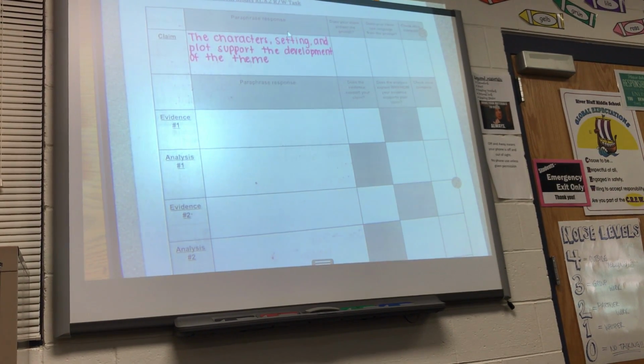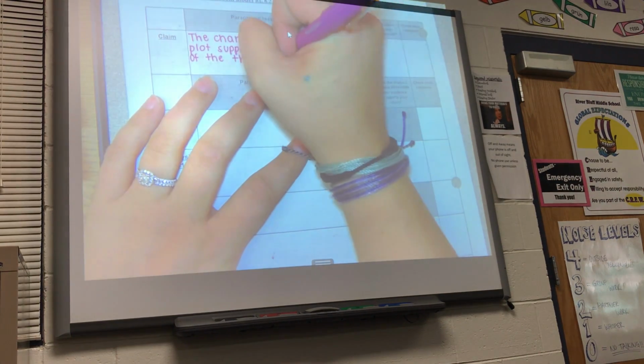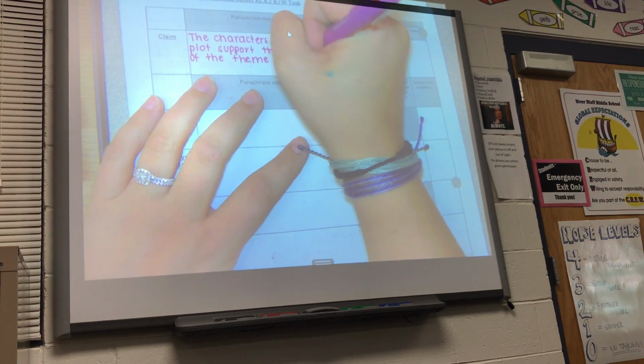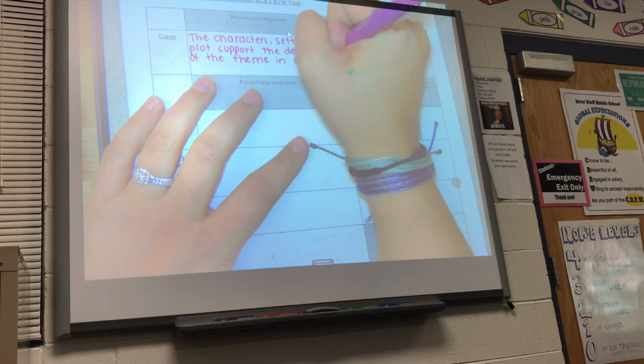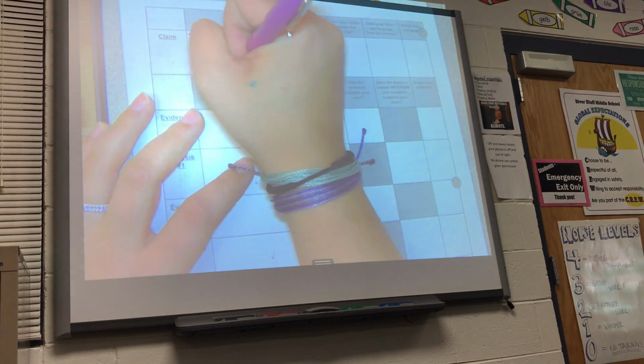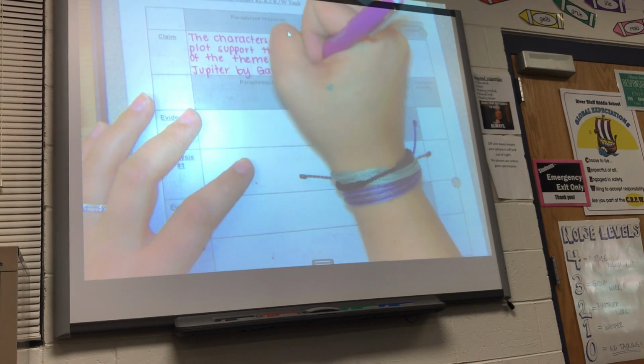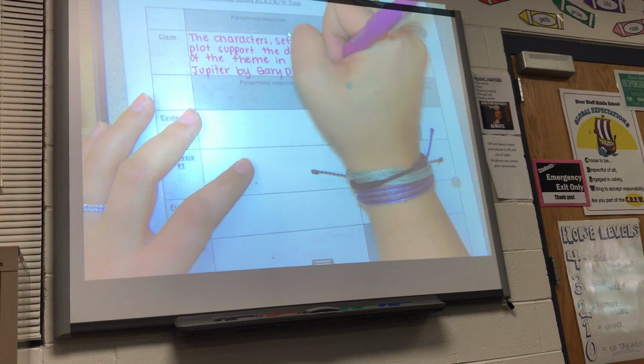Oh, the name. The name? Whose name? Like Jackson, Joe. Nope, that's for an objective summary. Oh, right. Braden? Title, and author. You got it. And page number. The character, setting, and plot support the development of the theme in Orbiting Jupiter by Gary D. Schmidt.